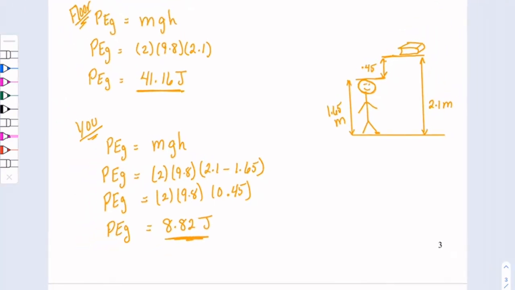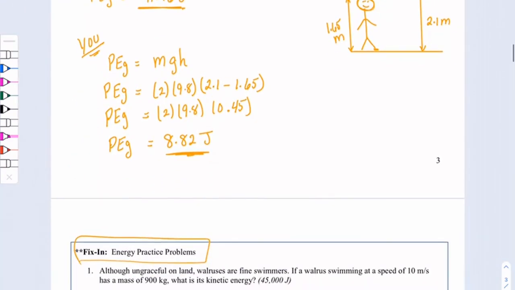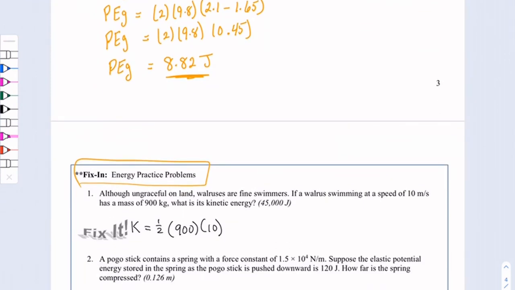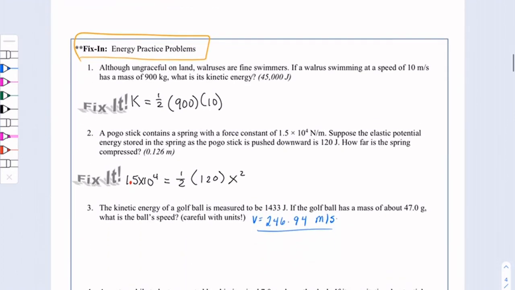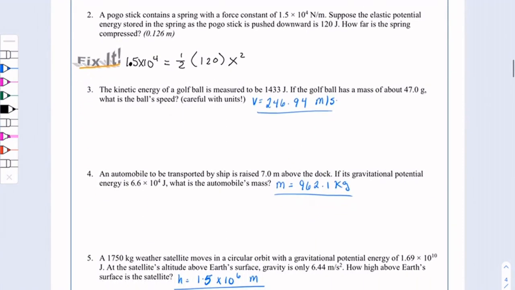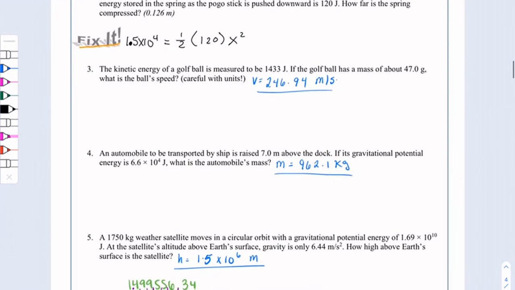You are now going to use the remainder of your time to work on the energy practice problems fix-in. Let me point a couple things out to you here. The first two are fix-it problems, and I want you to know that the decimal was left out by mistake. That's not the fix, okay? So put the decimal in there and then try to figure out what's wrong with it. Fix it and then solve to see if you can get the right answer. Your answers should already be in there. If they're not, you can go ahead and write these down. These are the answers.